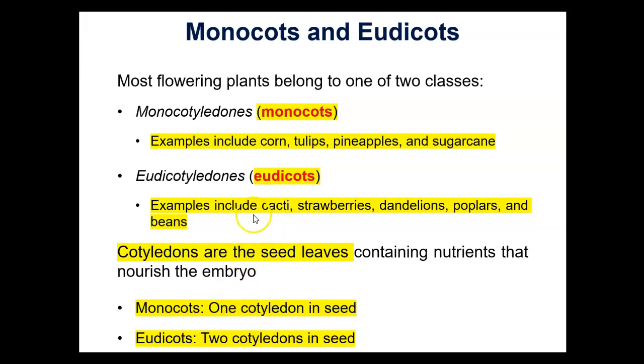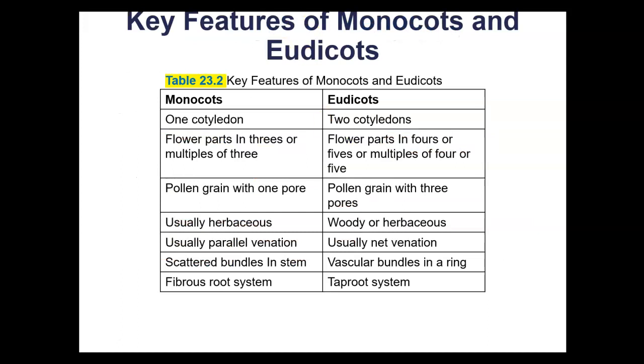Okay, so examples of monocots are corn, tulips, pineapples, and sugarcane, and dicots would be cacti, strawberries, dandelions, poplars, and beans. So monocots have one cotyledon and dicots have two cotyledons. Then there are other differences as well that are listed here.